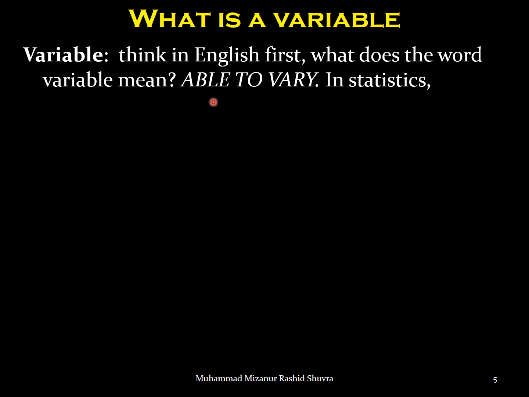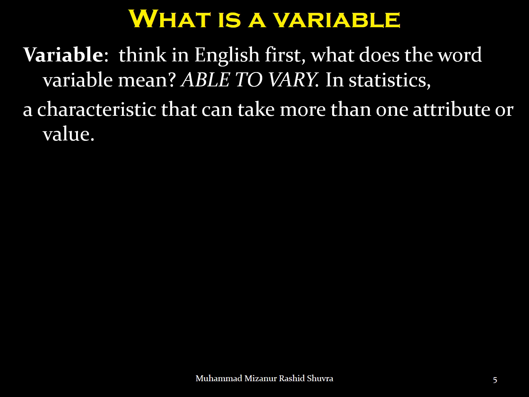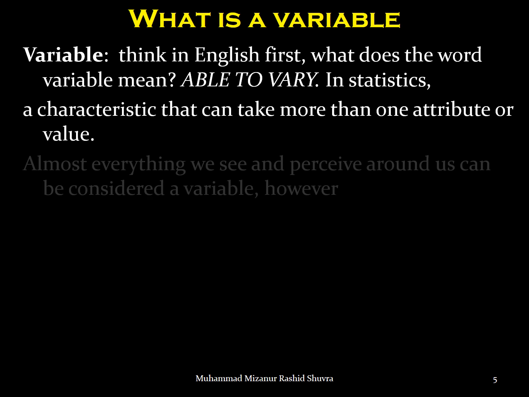It's two parts, vary and able, and you could just make sense out of that. It's something able to vary. But in statistics, the way they would use it is to say that it's a characteristic that can take more than one attribute or value. So you have a variable, and I'm saying that it's able to vary. What that means is, it can take different values, because in statistics, remember, we talk about numerical things, numbers, counts. So a variable can take on different kinds of values, meaning they can take different numbers. And we'll see examples of how that's done.